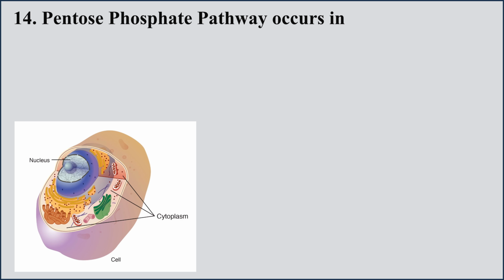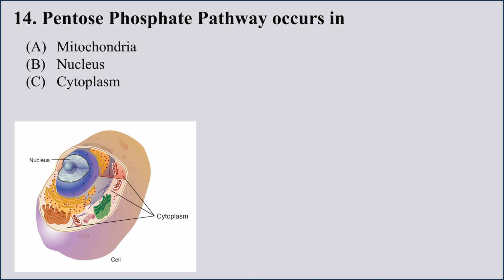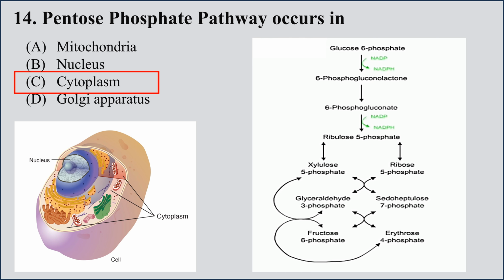Question number 14. The pentose phosphate pathway occurs in: A. Mitochondria, B. Nucleus, C. Cytoplasm, D. Golgi apparatus. The right option is that the pentose phosphate pathway occurs in the cytoplasm of the cell, just like glycolysis also takes place in the cytoplasm, while the Krebs cycle and electron transport chain take place inside the mitochondria.